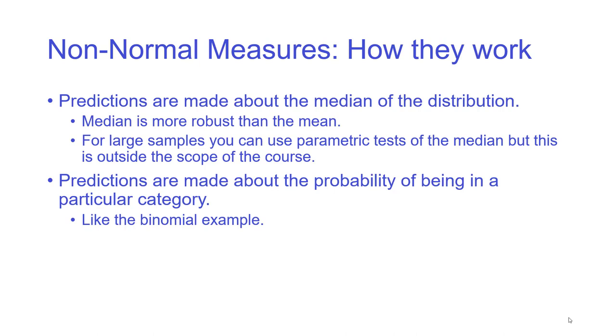Now, to be honest, you can actually use parametric versions of tests on very large data sets, but that's outside the scope of this particular course. The other way that they work is by using probabilities. And that's what you had in the binomial example. How likely is this really strange event, this unusual pattern, to occur?